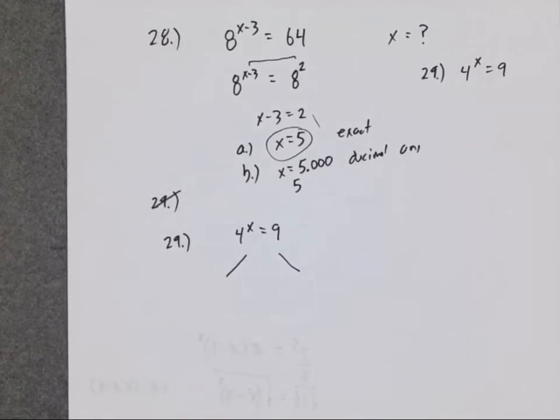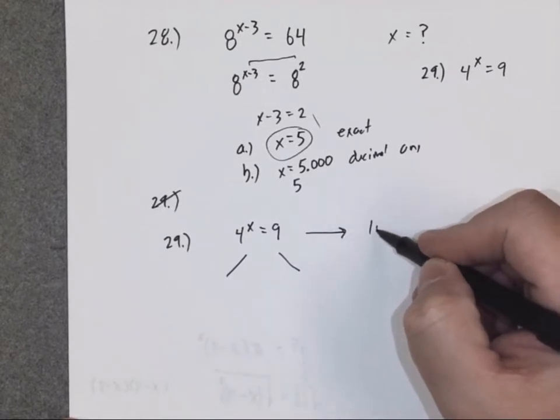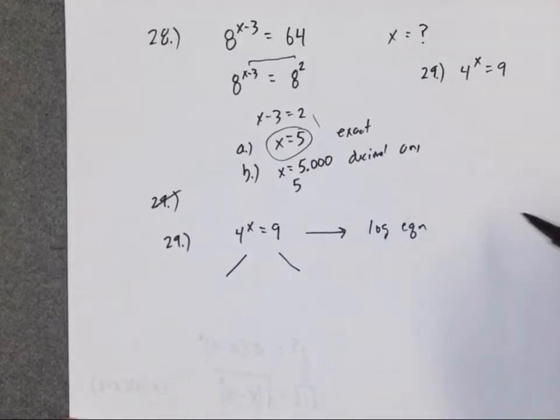Let me see if the instructions... Okay, I'm just looking at this to make sure I'm not missing something. All right. So I know I'm going to take the log of both sides. This goes back to one of the purposes for logarithms. Remember, this is an exponential equation. The way I'm going to solve it is to turn it into a log equation. And the way we do that is we take the log of both sides.